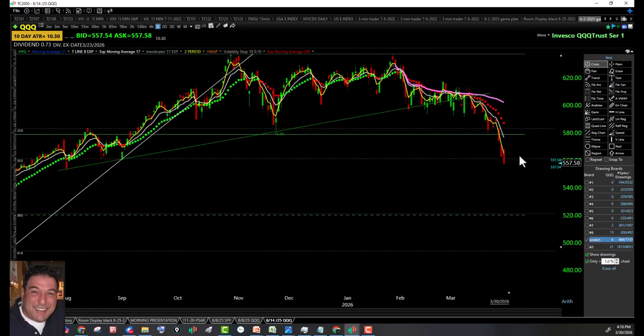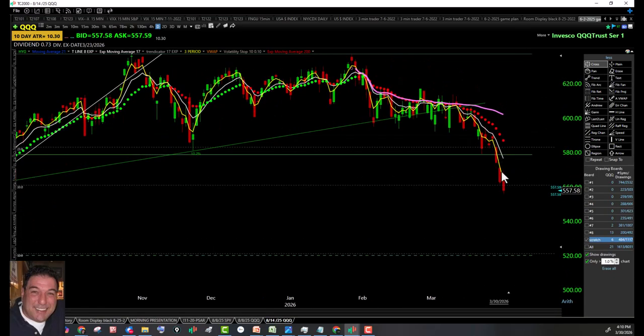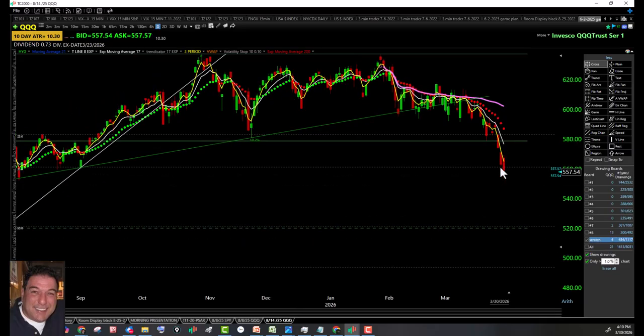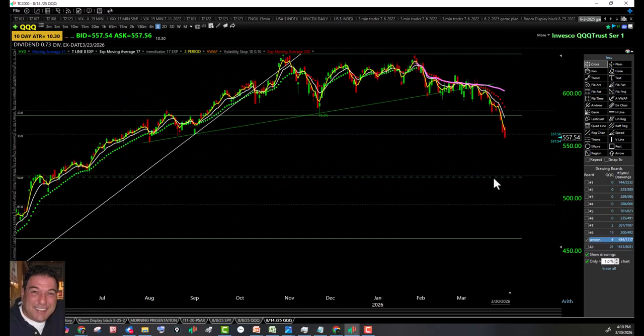Daily chart: lower high, lower low, closing under a bearish trap, under the falling 17, under the all-time high anchored VWAP in the middle, so neutral, and still making lower highs and lower lows, so still in a downtrend.